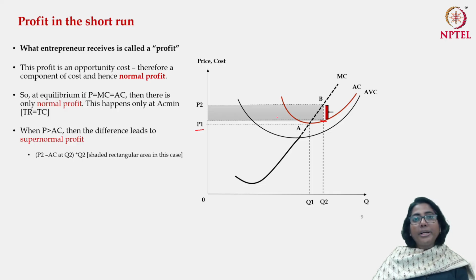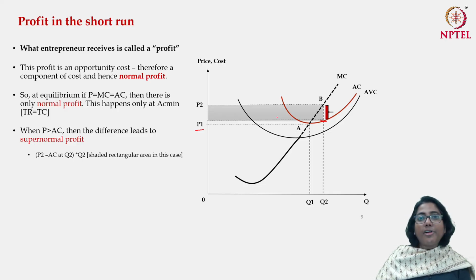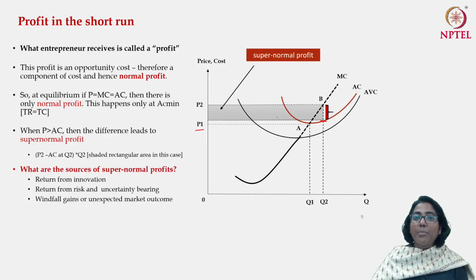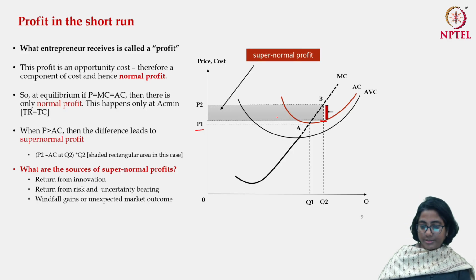Now the question is, in a competitive market structure, how can a farm have supernormal profit? Because it is not a price maker. However, there can be multiple sources of supernormal profit. First of all, some farms may be more innovative in nature. They may invest more in innovation, and the innovation may pay some return. Similarly, the return can be from risk and uncertainty bearing. So you take some risk and you gain some return. There can be some windfall gains, there can be some unexpected market situation, and so on. So these are the things that can lead to a supernormal profit in case of a perfectly competitive market structure.